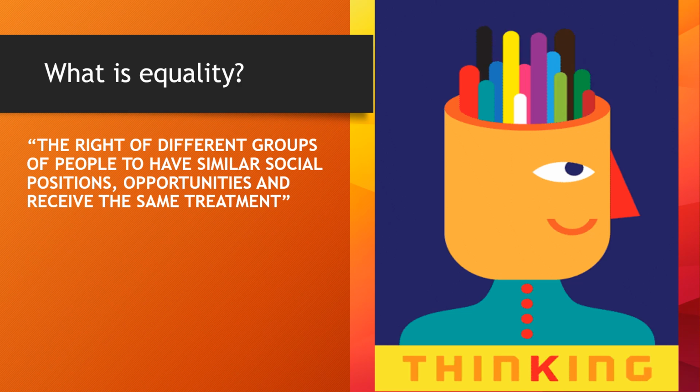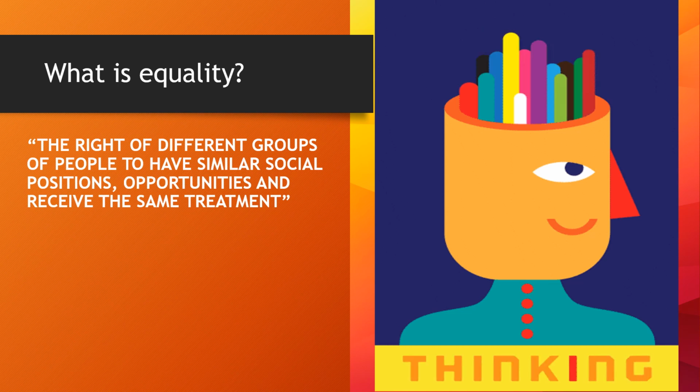So the first question is, what is equality? Now, the definitions of equality vary, and this definition here says the right of different groups of people to have a similar social position, opportunities, and receive the same treatment. And in a general sense, being equal would mean having the same or being treated the same.